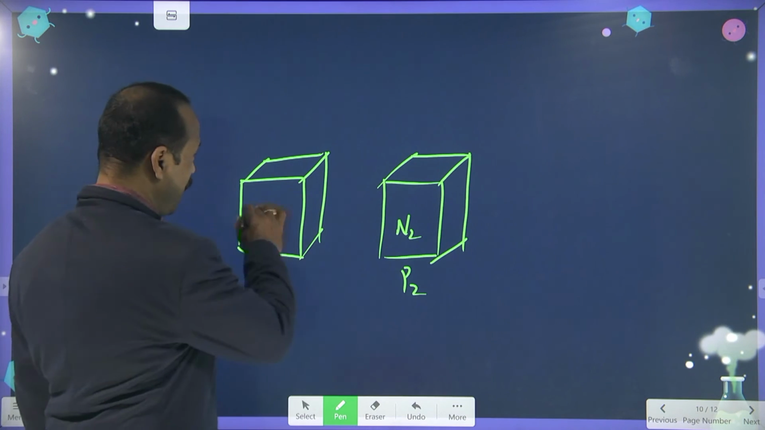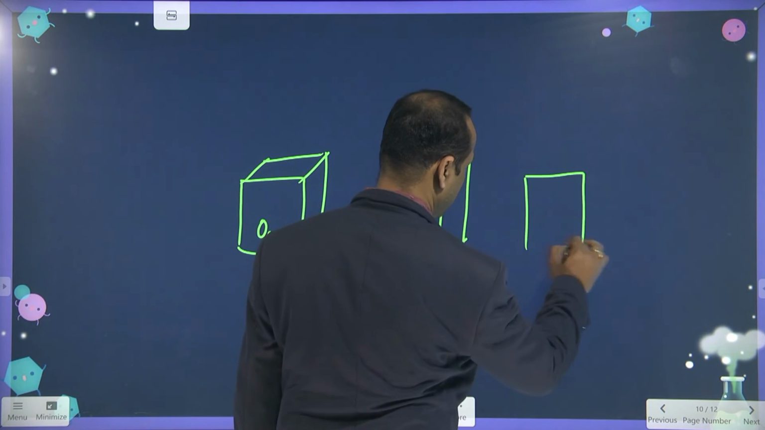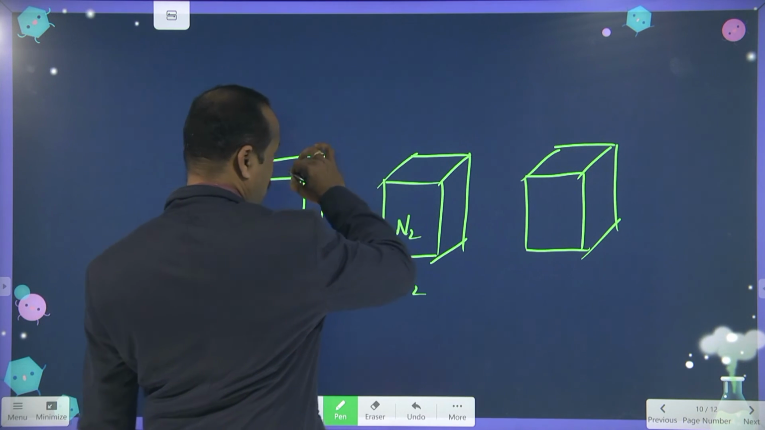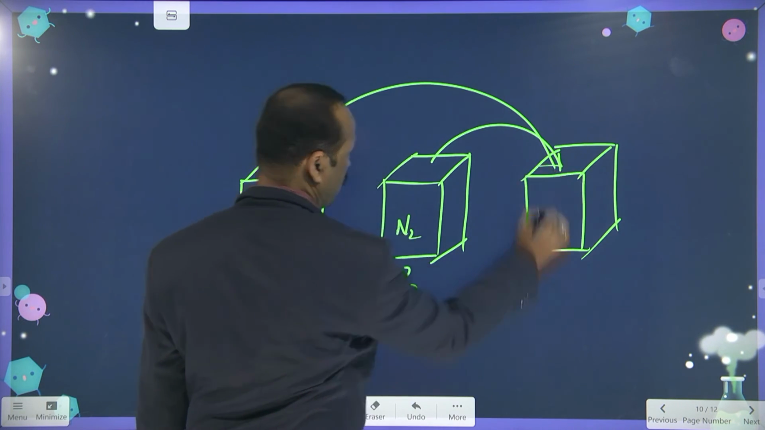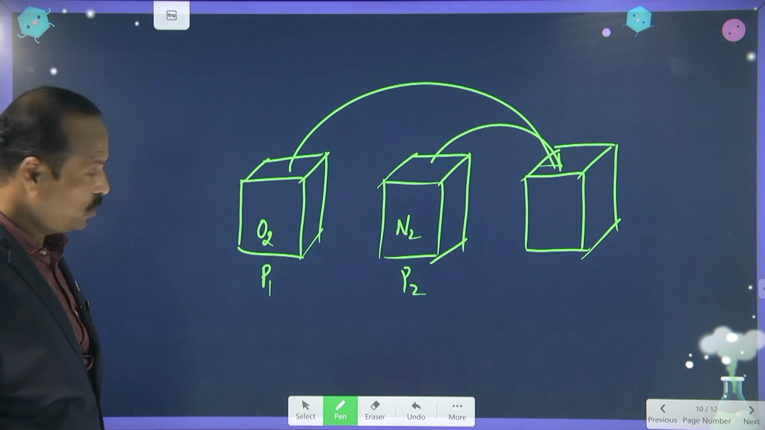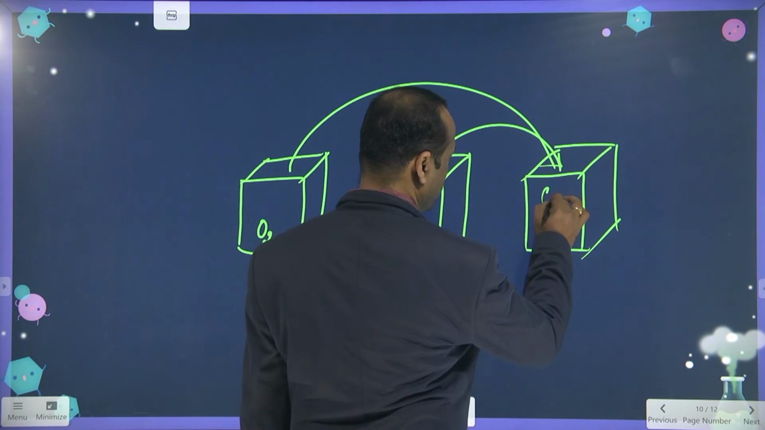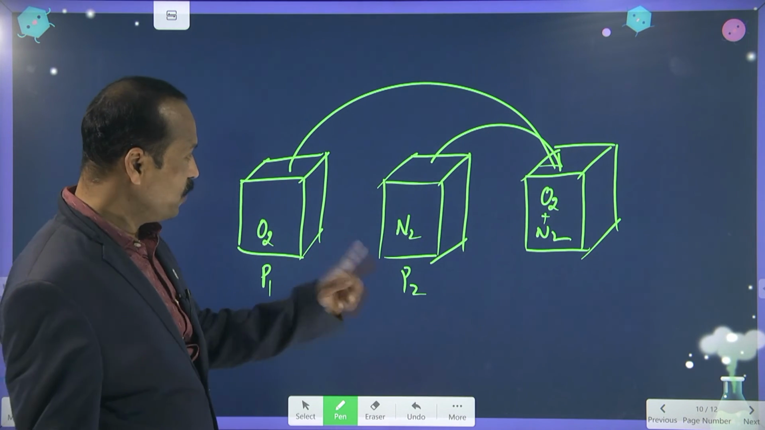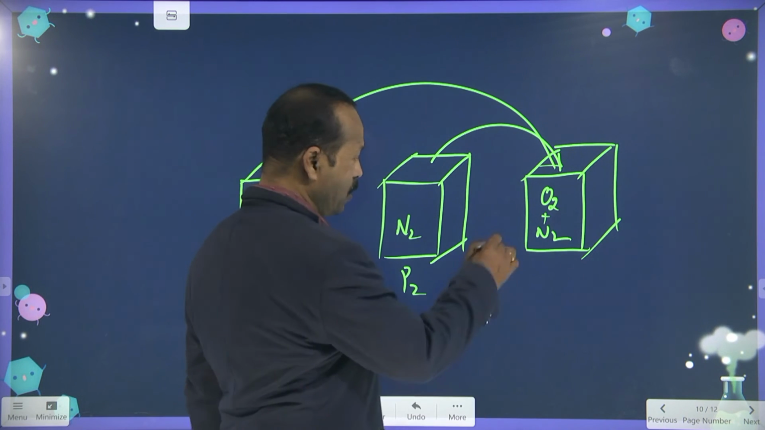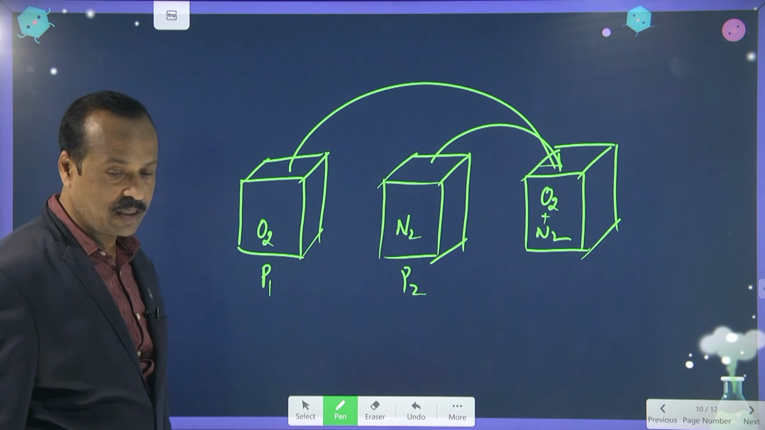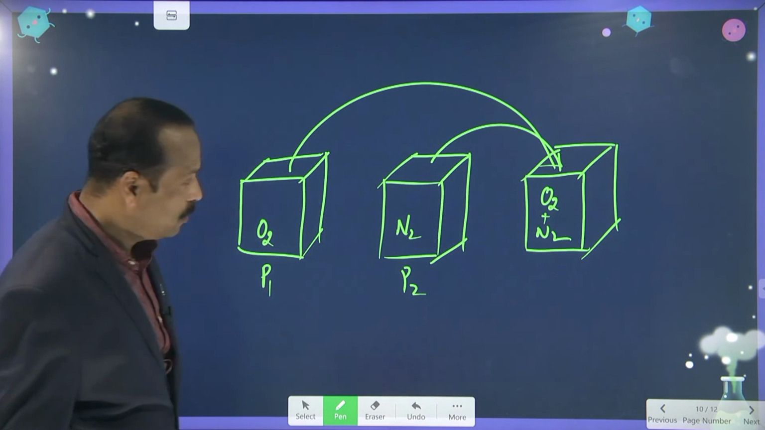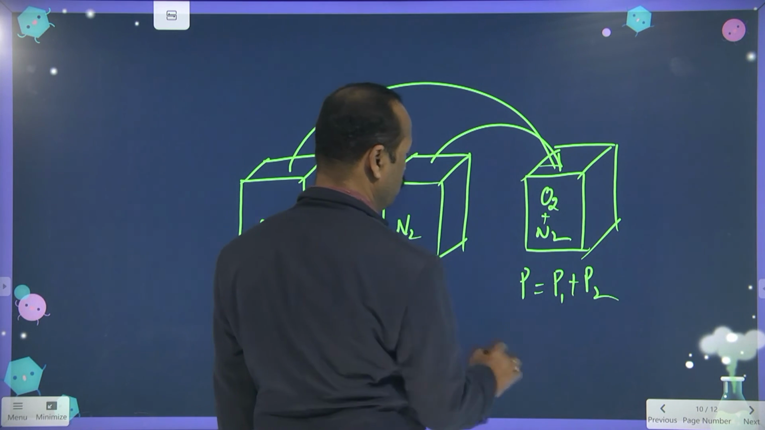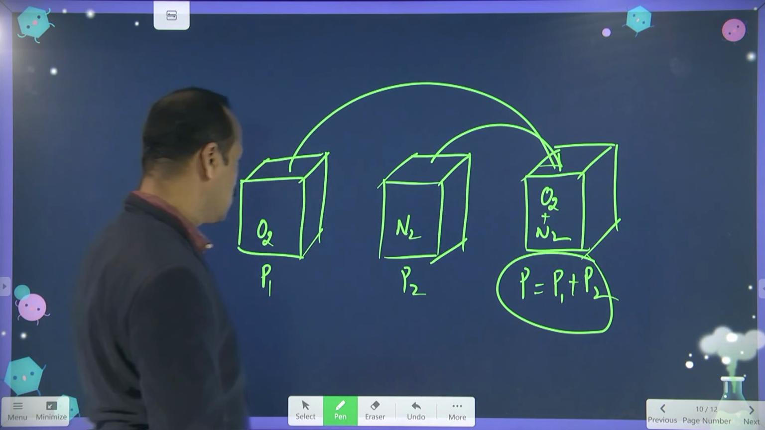Now what I am doing? I am taking a similar box, same size box. Now both the gases I am transferring into the third box. So in the third box I am mixing both the gases. Now if I check this pressure, what will I observe? The total pressure exerted by the oxygen and nitrogen is equal to, very good, that's all, P1 plus P2. So this is called Dalton's law of partial pressure.